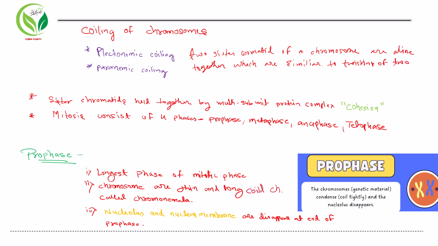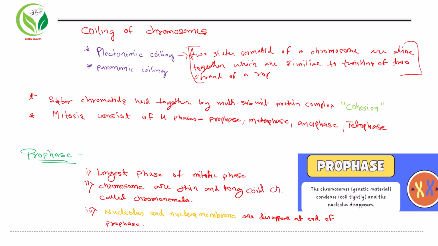Strand of the rope. To a strand of the rope. Okay. So it is called plectonemic coil. Two sister chromatids of a chromosome are aligned together, which is similar to the twisting of two strands of a rope.